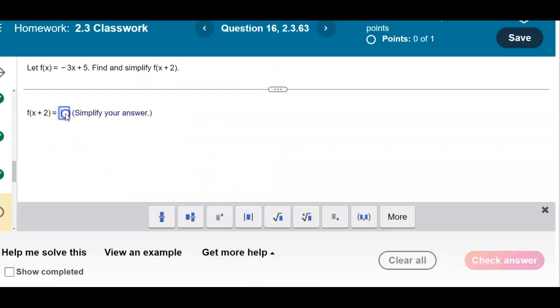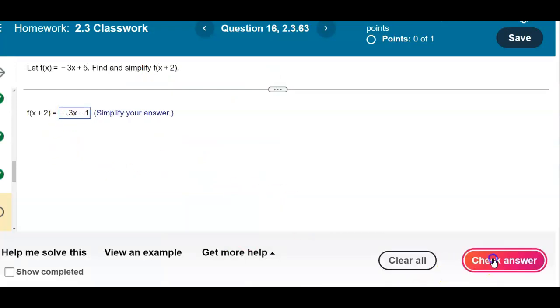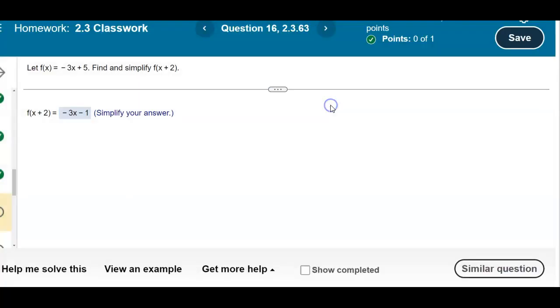So let's go ahead and put that in here. We have negative 3x minus 1. Let's check our answer, and there is our result.